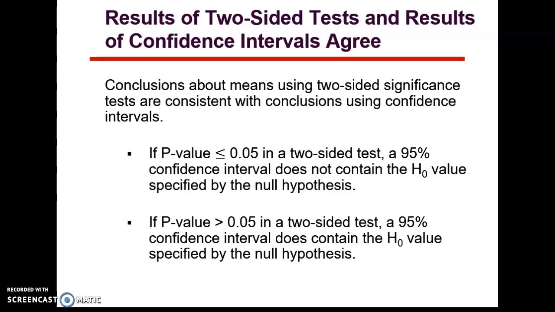So our conclusion is, in a two-sided test, if it's less than that, that interval does not contain the H naught value, so we reject it.